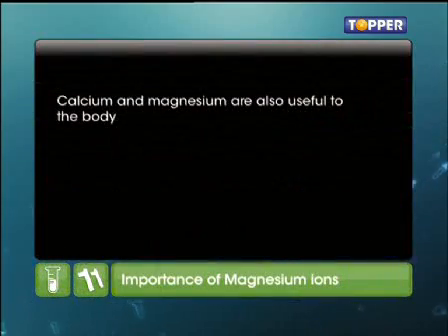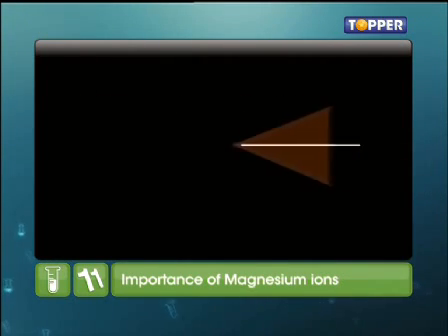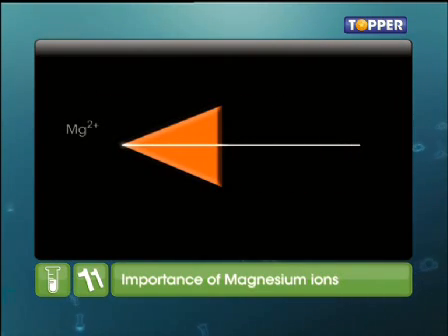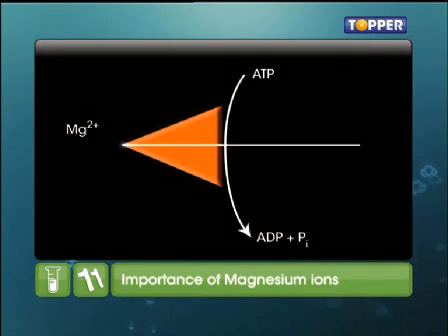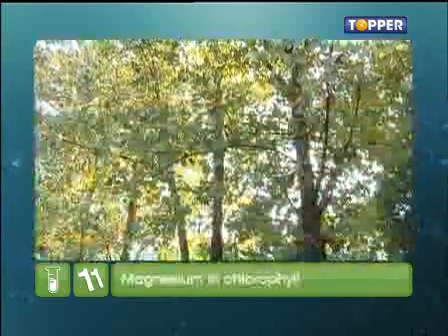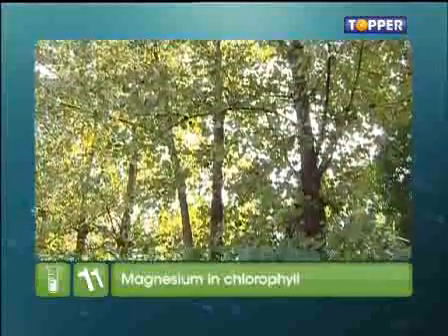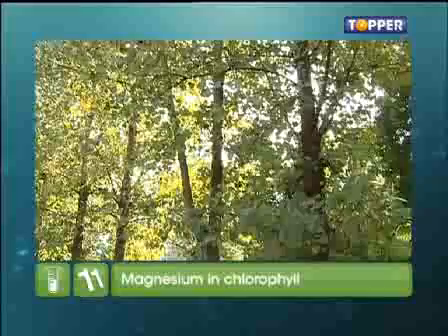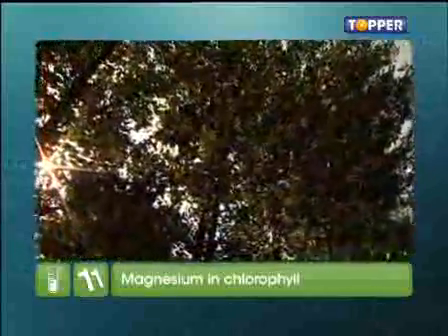Other elements which are useful to human body are calcium and magnesium, which belong to group 2 of the periodic table. Magnesium ions catalyze formation as well as helps in hydrolysis of phosphate linkages in ATP. In plants, magnesium ions are present in chlorophyll in the form of a complex.